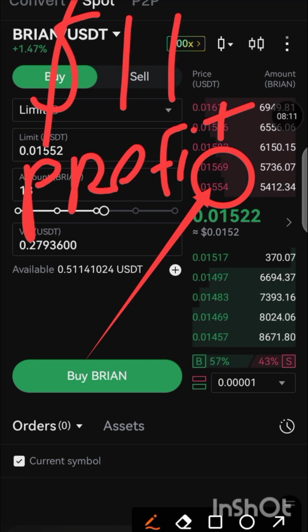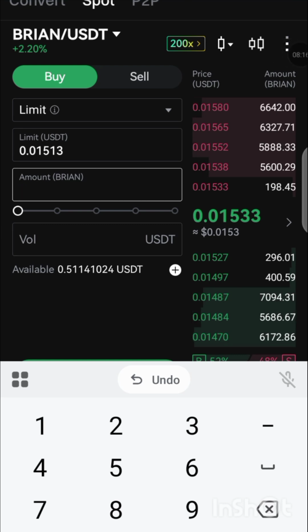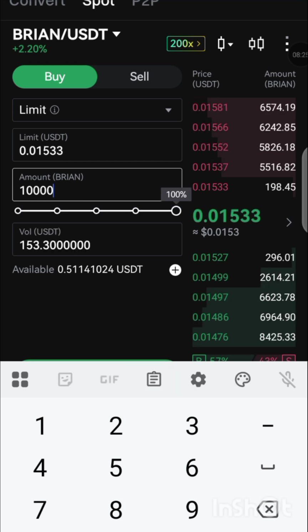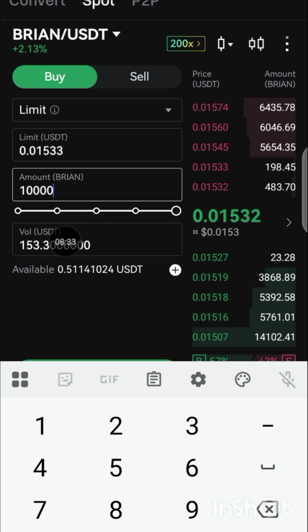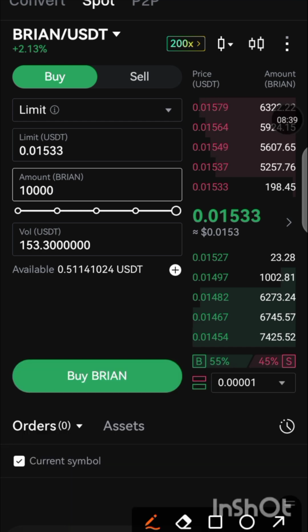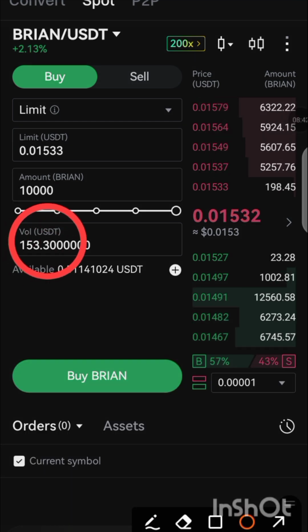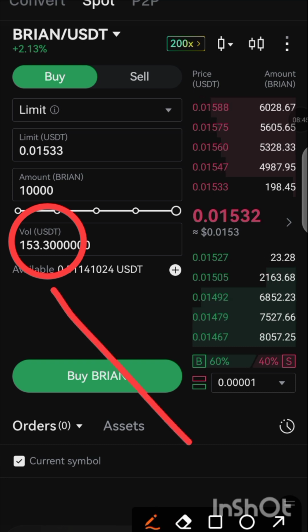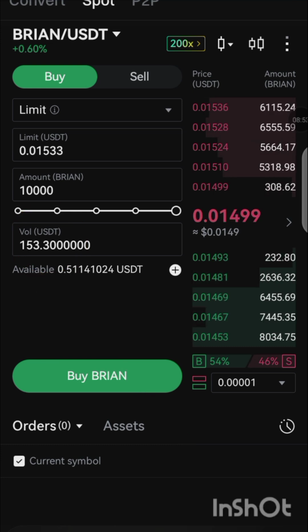First of all, what we need to do right now is copy the amount of the coin we are really going to be buying. I'm going to be buying 10,000 pieces of Brian in this place, which you can see costs me $153.30. I hope you can see what I'm showing you here. This is what I'm going to be paying to buy 10,000 pieces of Brian.